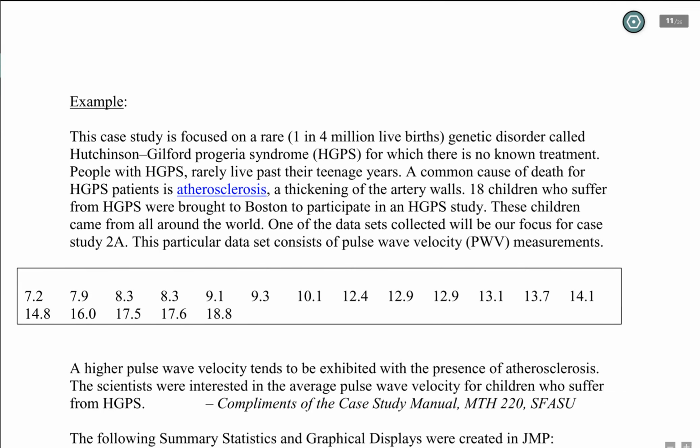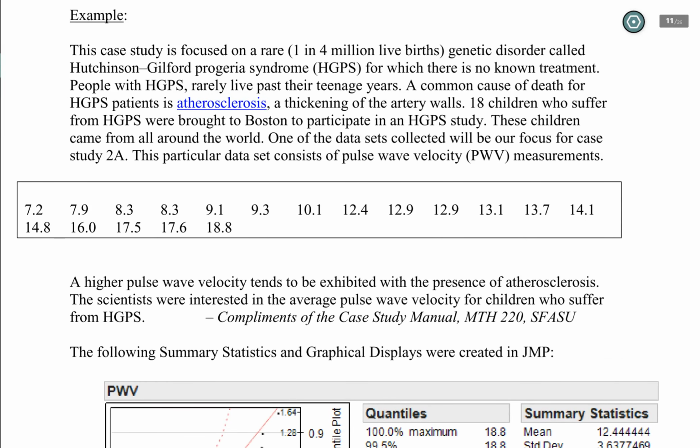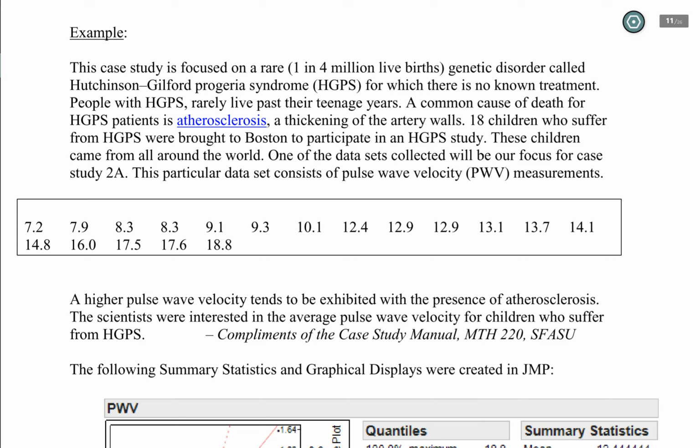Okay, another example here. Take a minute, read this all the way up to those plots there. Okay, so here's a situation with real data from a study, and it's actually taken out of a case study manual we have for our undergraduate statistics course. This data comes from that case study manual, looking at pulse wave velocity measurements.